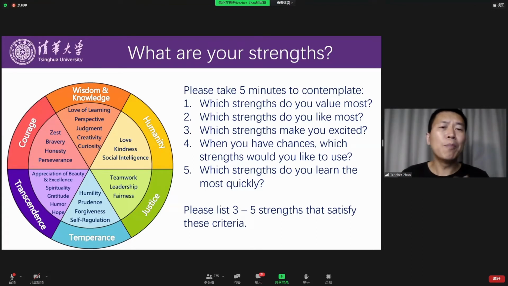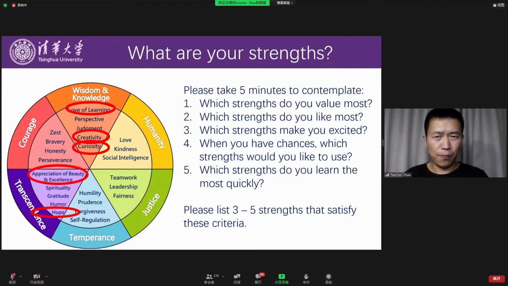For example, for me, these 5 strengths I like most, and they make me most excited, and I would love to use them: love of learning, creativity, and curiosity. I'm a scholar, I'm a researcher, so I'm very interested in reading, learning, and then creating ideas, writing my ideas, and giving lectures. This is creativity too. And also, I appreciate beauty and excellence. I'm a positive psychologist, so I admire other people. I can see strengths in other people, and I'm very optimistic, so I have a very high degree of hope.